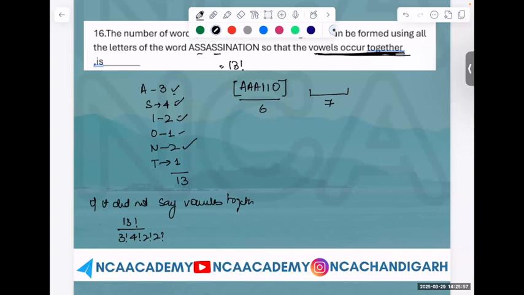We consider this to be 1 unit now. How many A's do we have? 3. How many I's do we have? 2. How many O's do we have? 1. 13 minus 6 makes 7. How many are left? 7. So how do I fill this? 8 factorial. Because 7, and we consider this as 1 unit. 8 factorial, because it can come either in front or wherever we say. Any of the cases, first, second, third, fourth. So it's 8 now.